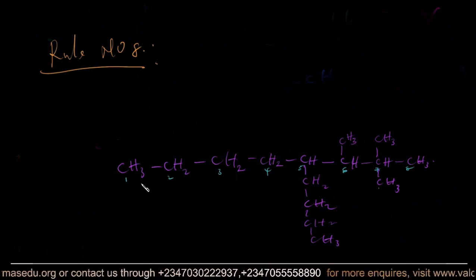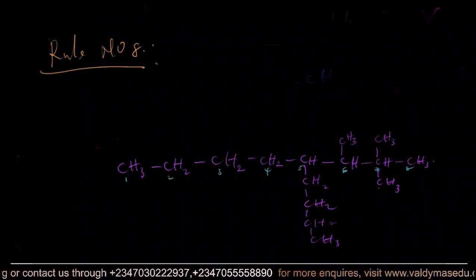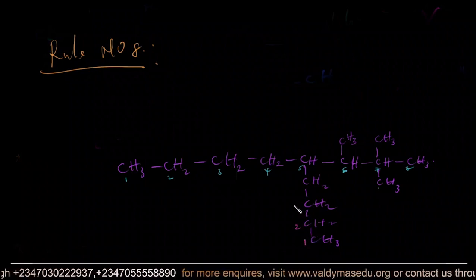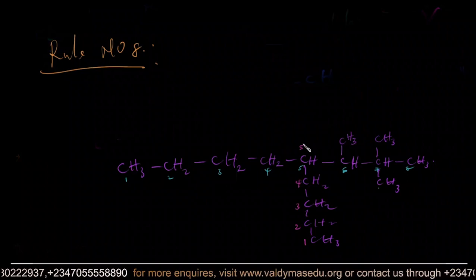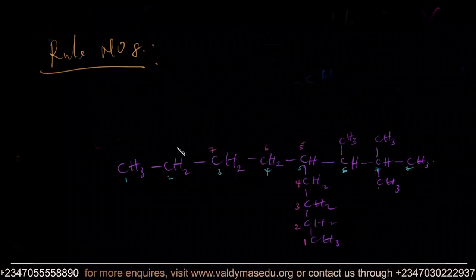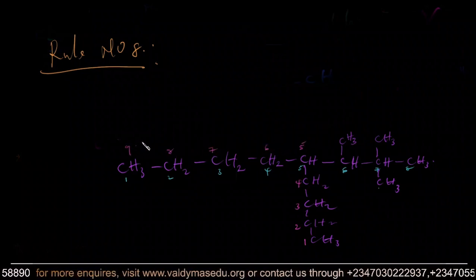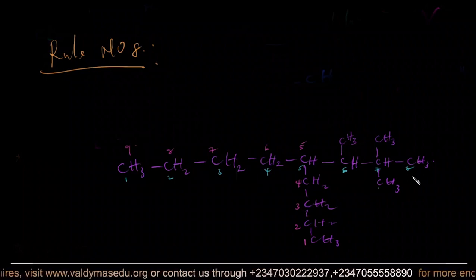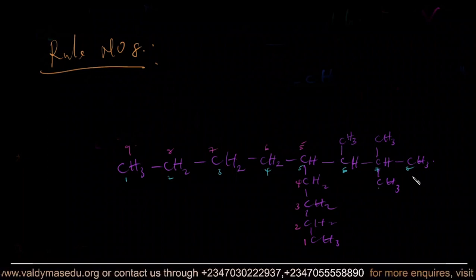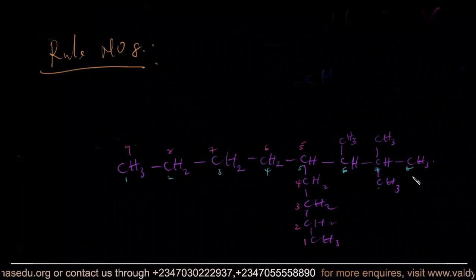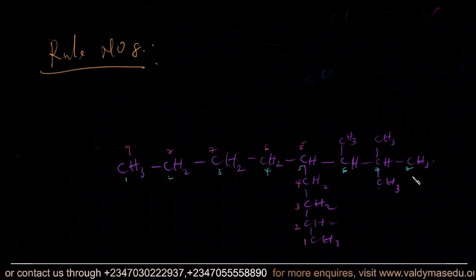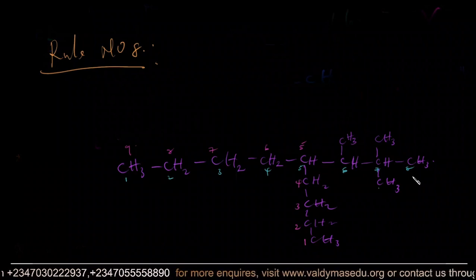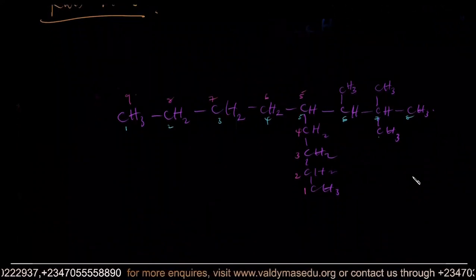So let's start our numbering from this side. If our numbering starts from here, 1, 2, 3, 4, 5, 6, 7, 8, 9. As you can see, we have 9 versus 8. So we are going to select the 9. We are going to make the 9 our longest chain, that is the main chain. So 9 is our longest continuous chain. Then the next thing is to get our substituent.